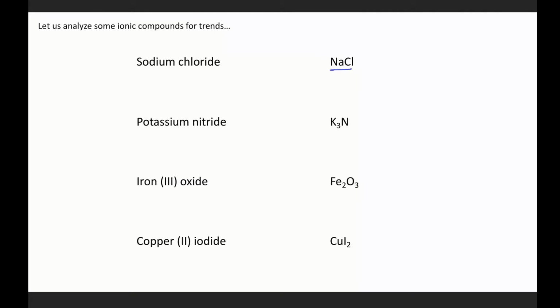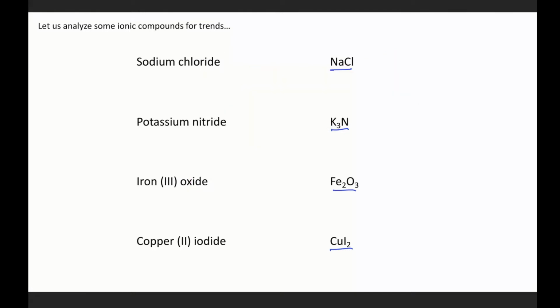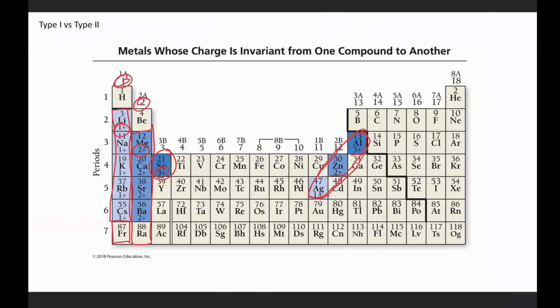We will note that all of them are what type? They're all binary. And then let's narrow them down. How do we know they're ionic, first of all?